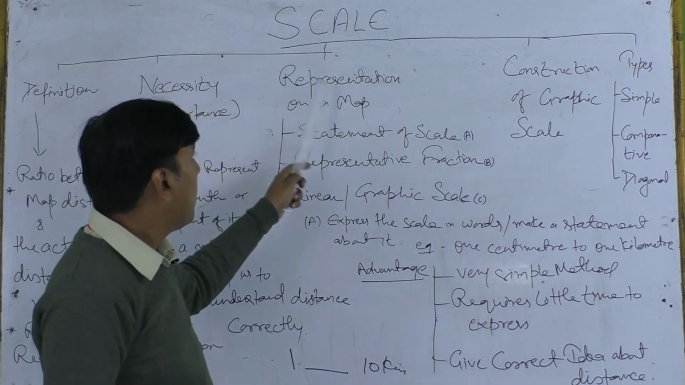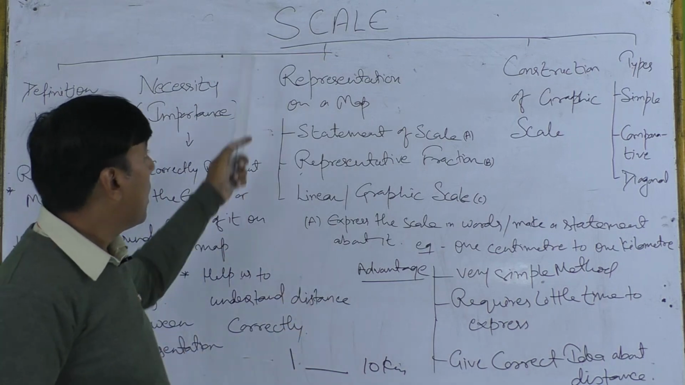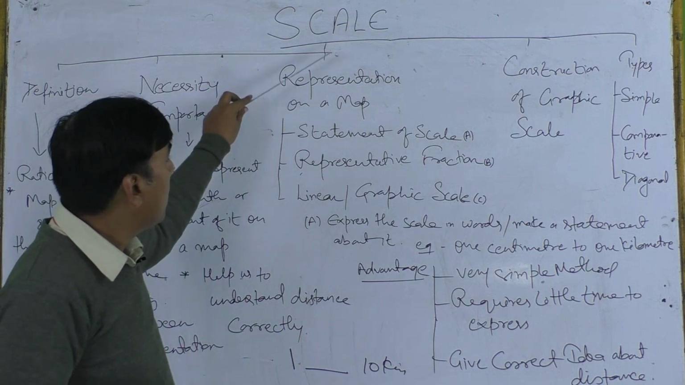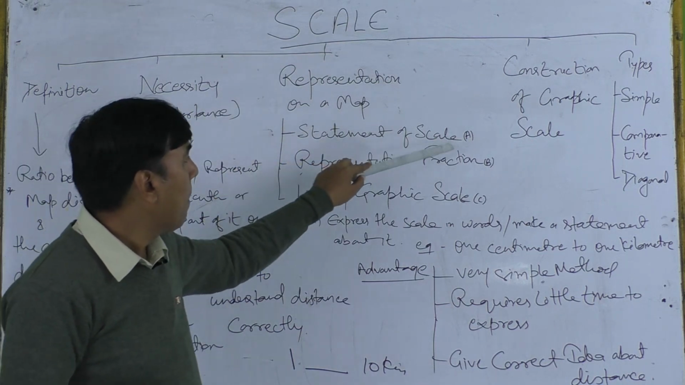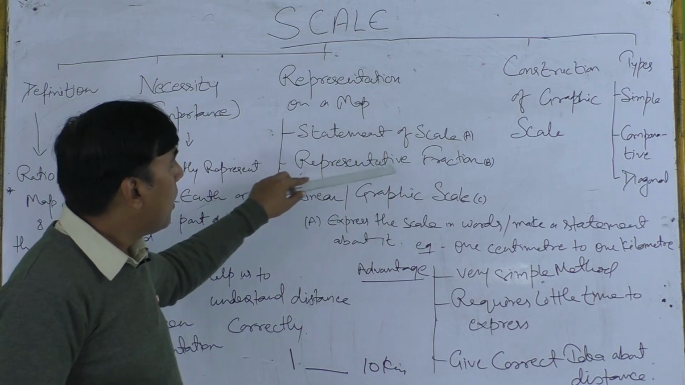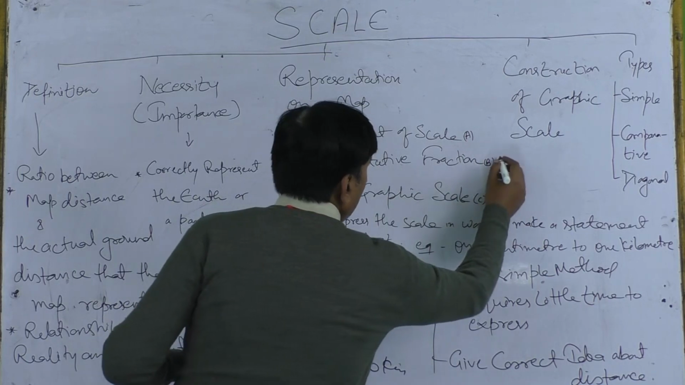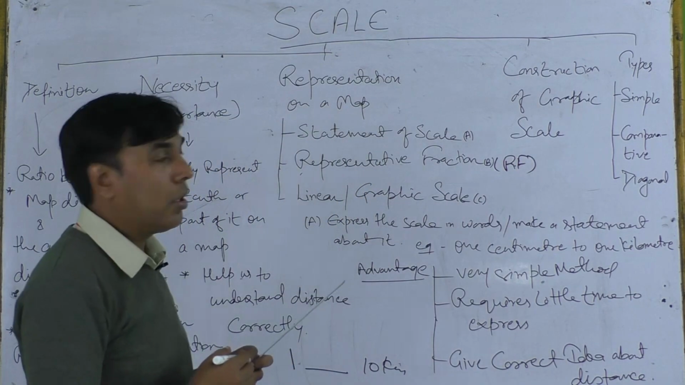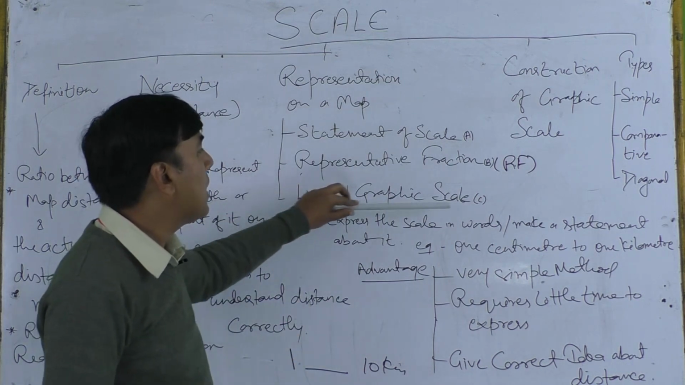Now, representation on a map. How do we represent the scale on a map? We represent the scale on a map in three parts. First, statement of a scale. Second, representative fraction, the abbreviation is RF. And third is linear graphic scale.